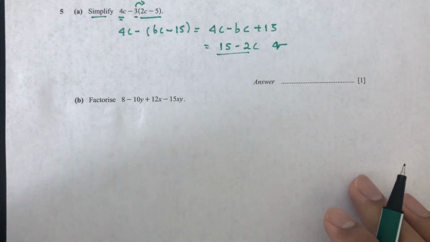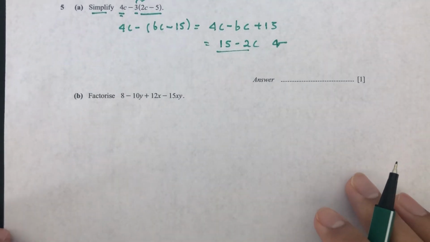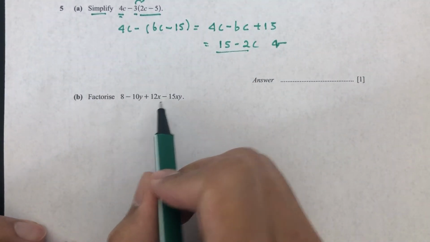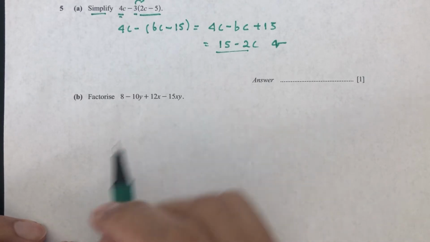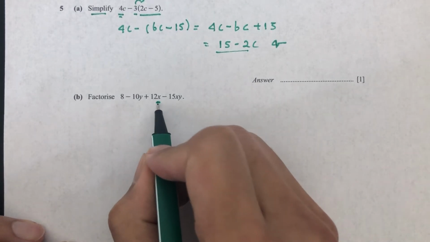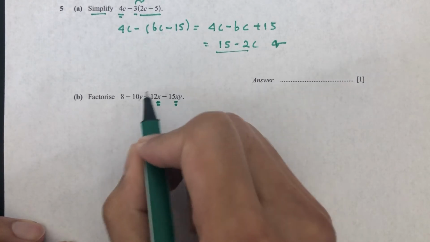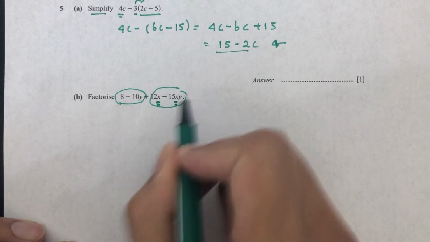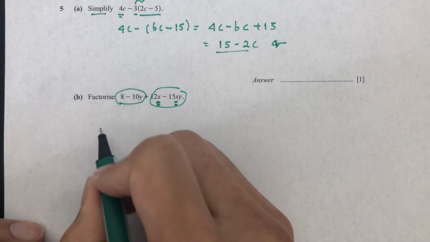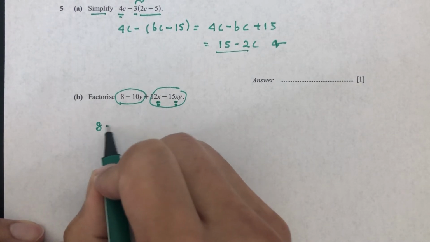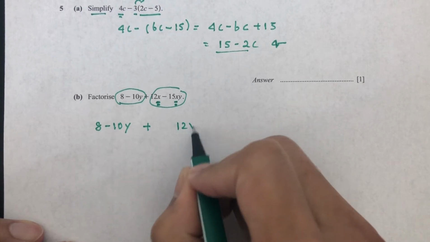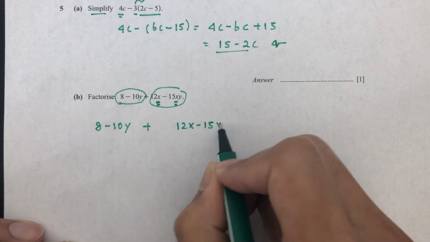And moving on to the next question, part B, we have factorize 8 minus 10y plus 12x minus 15xy. So you can see you have x here, also x here. So let's separate those two terms. Let's write the first two and the second two separately. So for the first two, we have 8 minus 10y plus 12x minus 15xy.